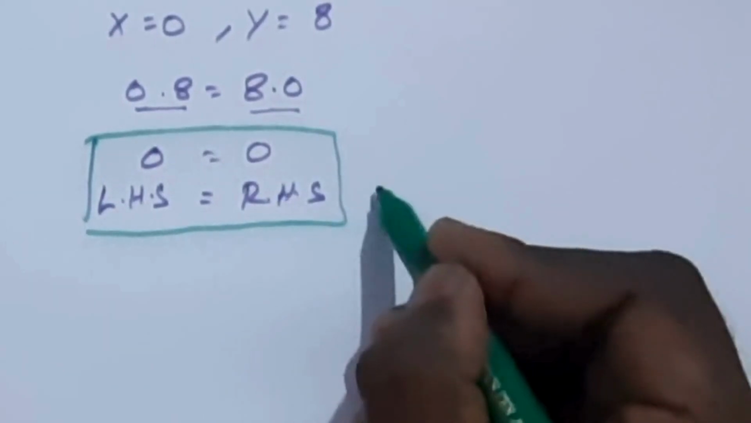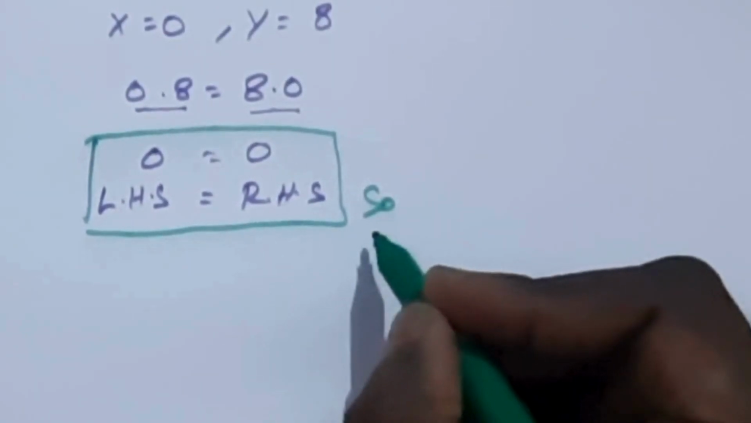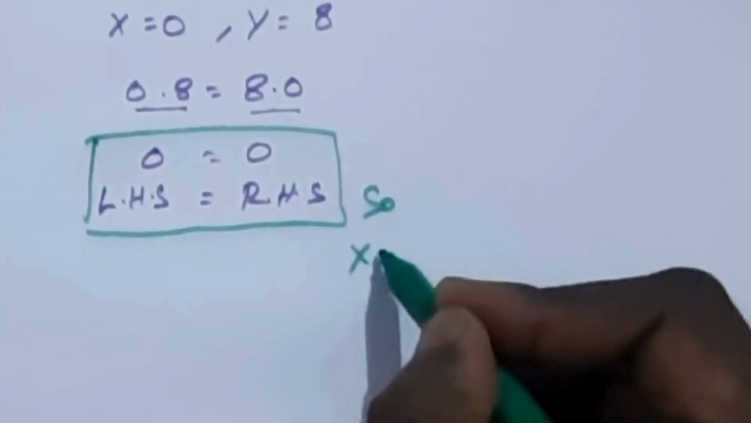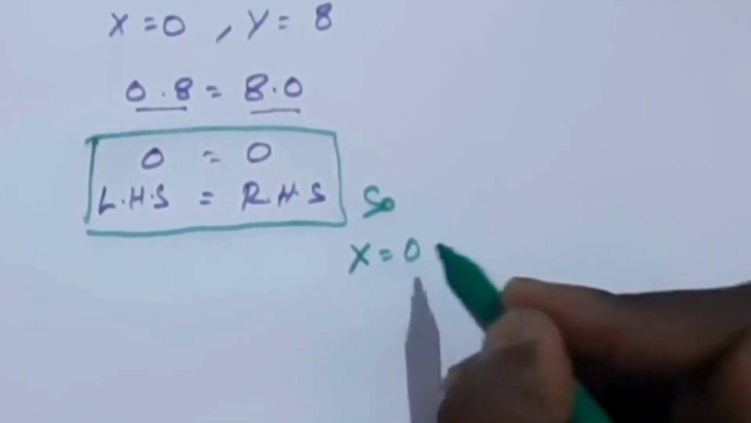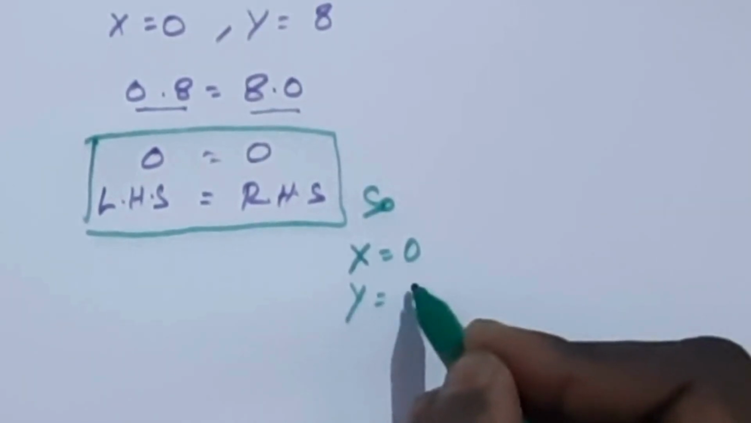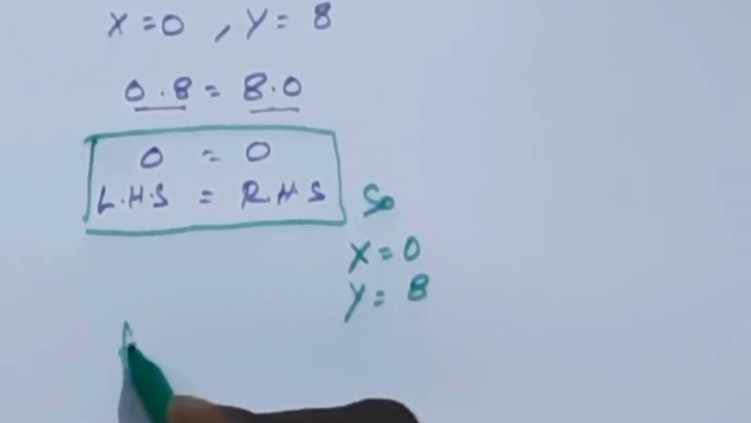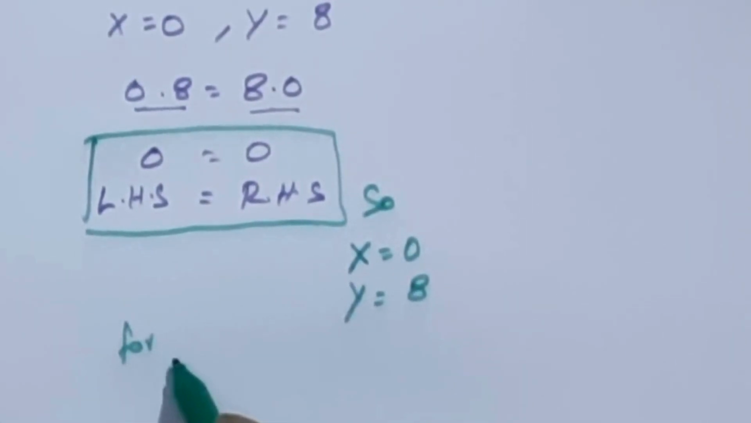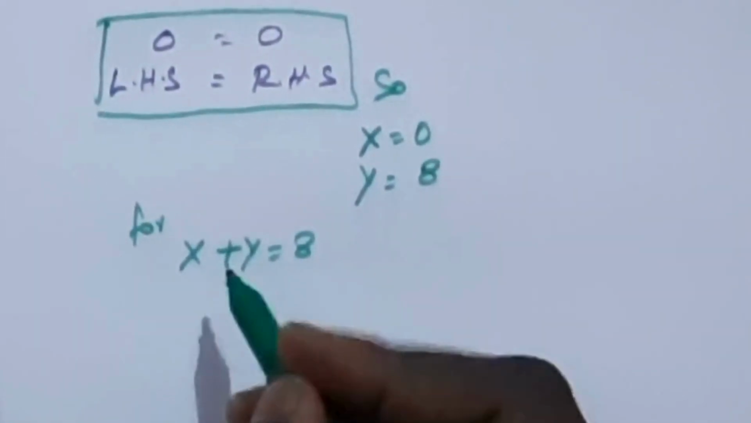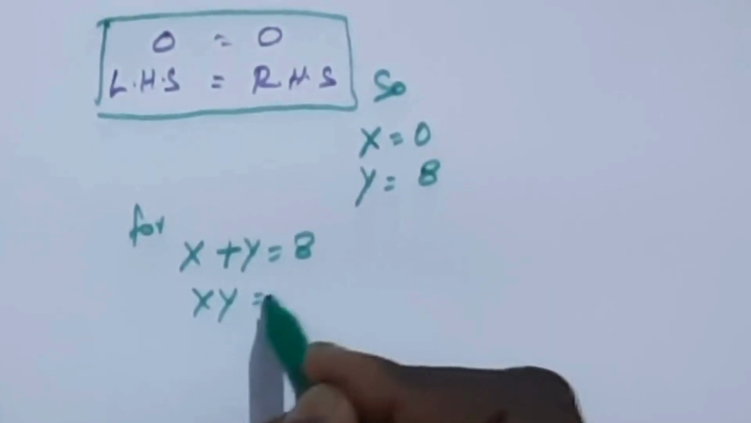So the final answer is x equal to 0, y equal to 8 for the equation x plus y equal to 8, xy equal to 8x.